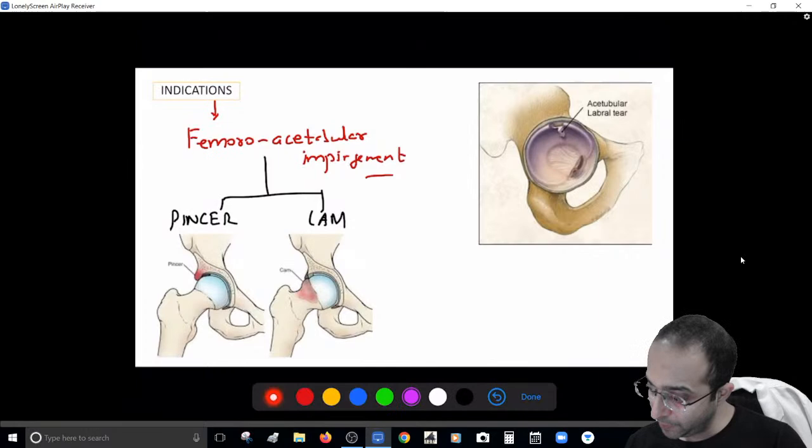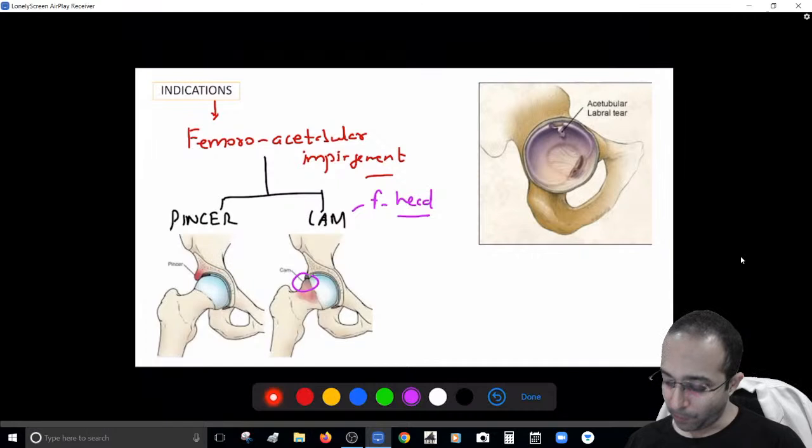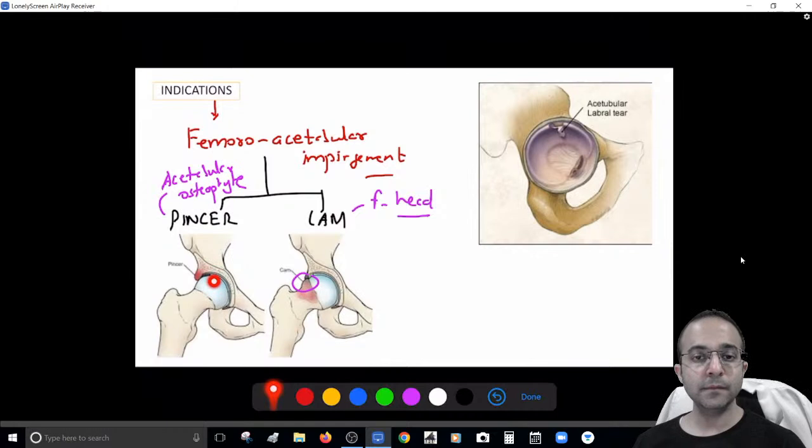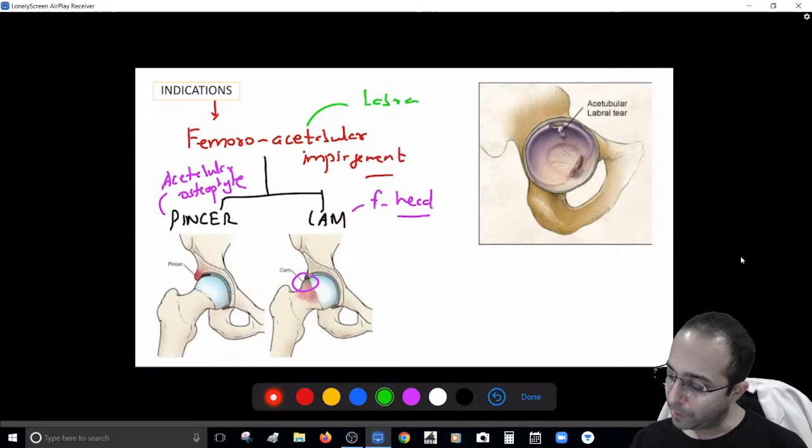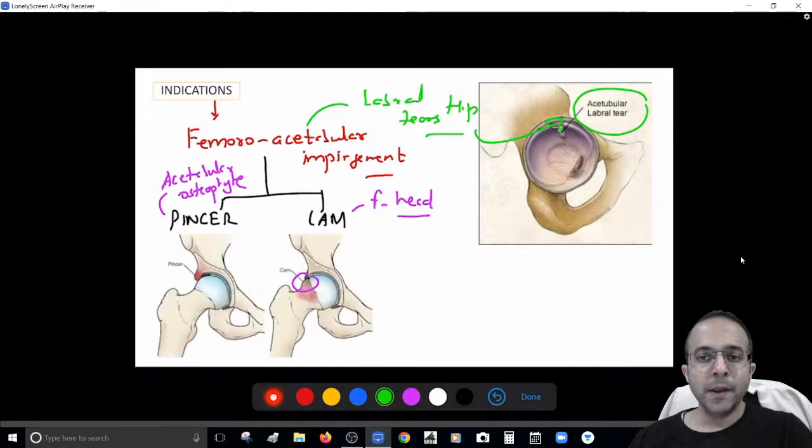The problem in the cam impingement is that the femoral head shape is abnormal. The problem in the pincer impingement is that the acetabulum is carrying an osteophyte impinging on the femoral head. So impingement is the key, and these impingements eventually lead to labral tears in the hip, and this is what finally culminates as osteoarthritis demanding joint replacement.